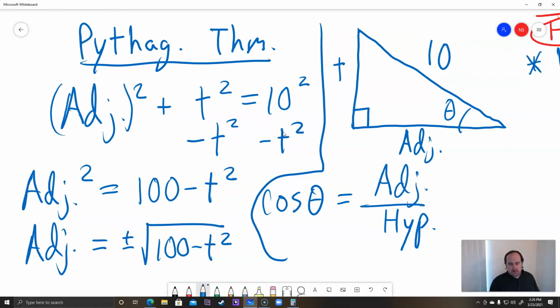Okay, and then the real question is, do we do the plus or the minus, right? How do we know which one to do? Well, I would say because it's a right triangle, you can't have sides that are negative. It wouldn't make sense, because the side of a triangle is a distance, and distance can never be negative. So we're going to circle the plus. Okay, so we have the positive square root of 100 minus t squared.